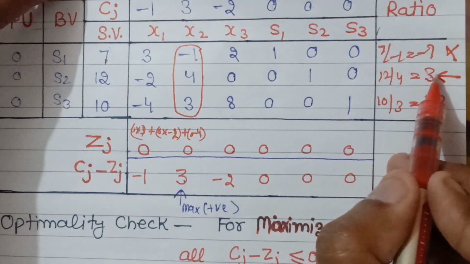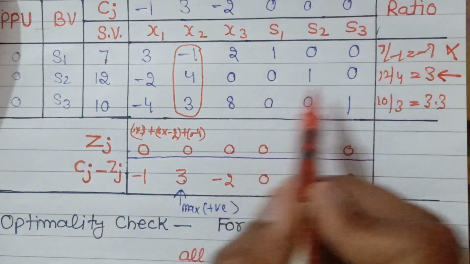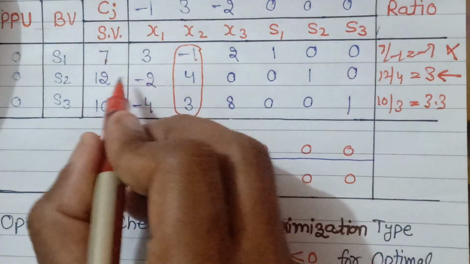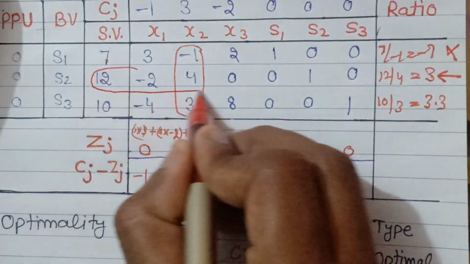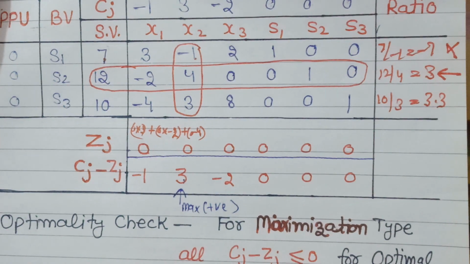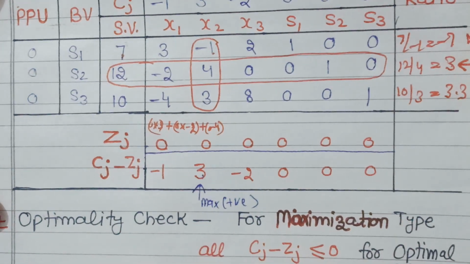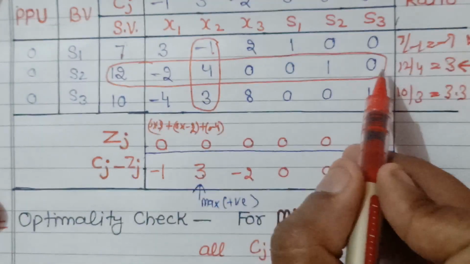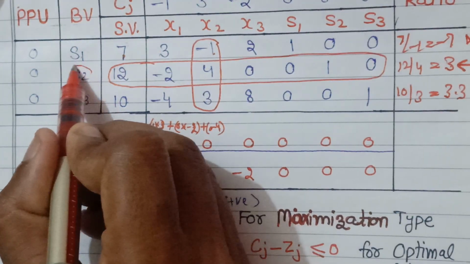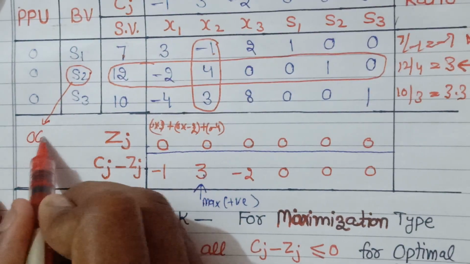Now the row against this value will be considered as a key row. Okay, so let us mark this as a key row. So this is the key row. Now we have to find the key element, we have to find the outgoing variable. Here you will see that against the key row s2 is the variable, so this variable will be the outgoing variable.